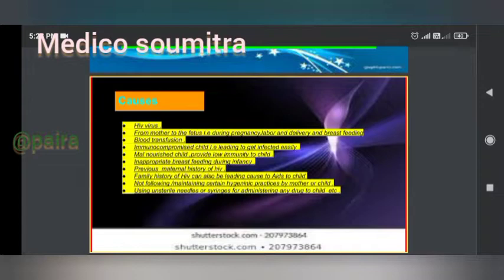Next, blood transfusion. In case of blood transfusion from an infected person to the child, there is a chance of getting infected with AIDS. Next, the immunocompromised child, who gets infected easily. If the child is already immunocompromised, how does it get immunocompromised?